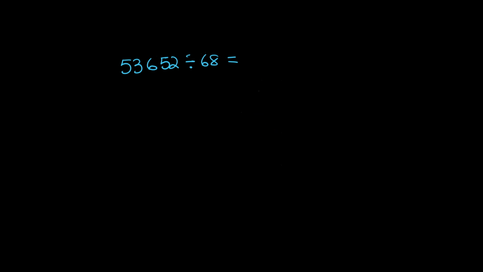Now let's say we had a larger dividend and a larger divisor. So this problem will be 53,652 divided by 68. Now let's go ahead and set that out. So 53,652 as our dividend, and our divisor as 68. Now how many times can 68 go into 536? And that will be 7 times. Now 7 times 68 will be 476. And with 536 subtract 476, we are left with 60.